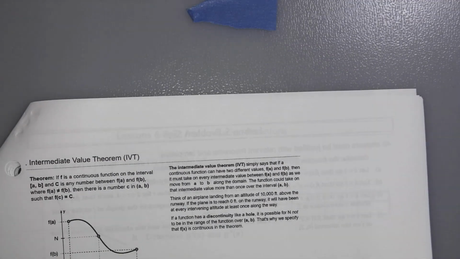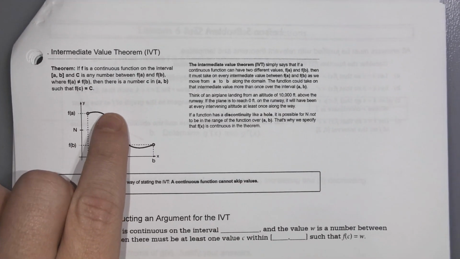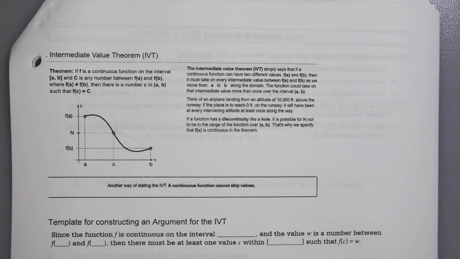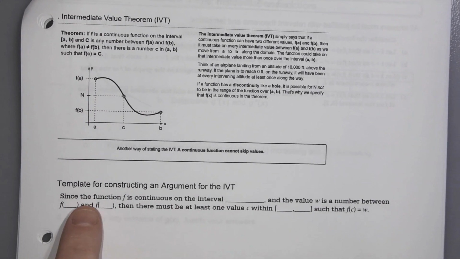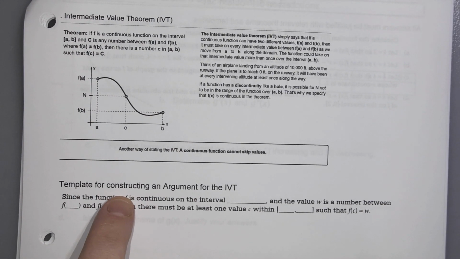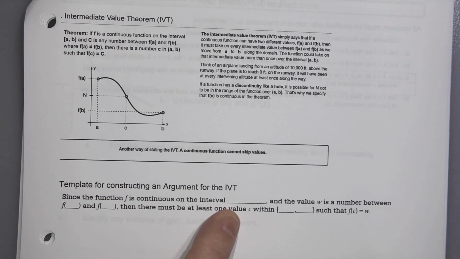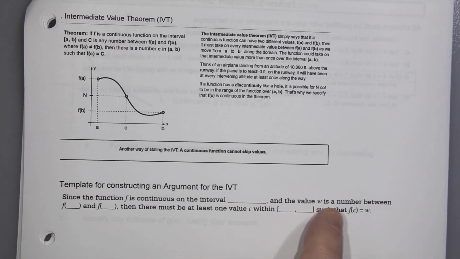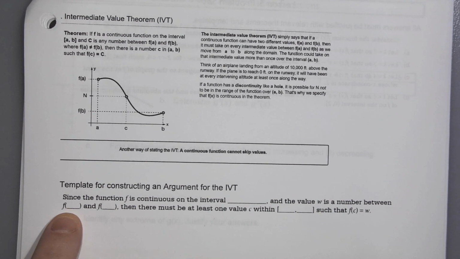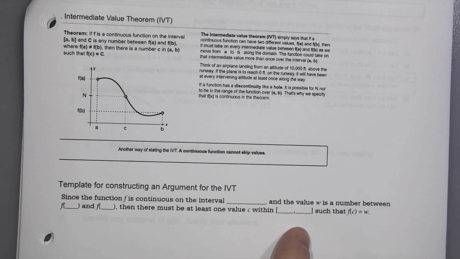Okay, the other part of this lesson is about the intermediate value theorem, which we have done in class in previous places, so I'm just going to bring your attention to our template for constructing an argument. This one only needs continuity. So the justification on an exam would be since the function is continuous on some interval, and w is a number in between f of one endpoint and f of the other endpoint, that means that there has to exist some c in the closed interval where f of c equals that particular w.